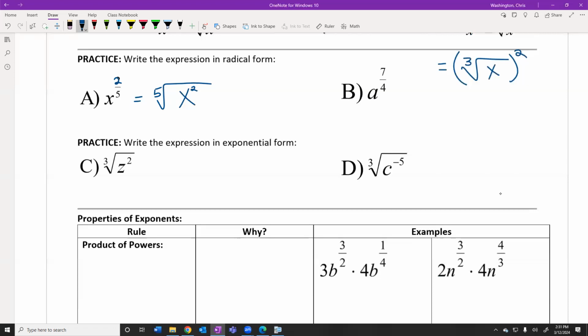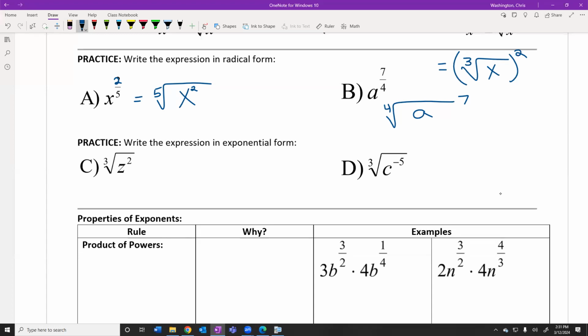What about part B? Same idea. It's really not that hard. I don't know what you heard earlier today, but this is not super complicated. The A goes inside. Where do the 7 and the 4 go? The 7 goes on the right, somewhere on the right, and the 4 goes on the left. The 7 can go outside the radical or inside with the A. It doesn't matter which one.